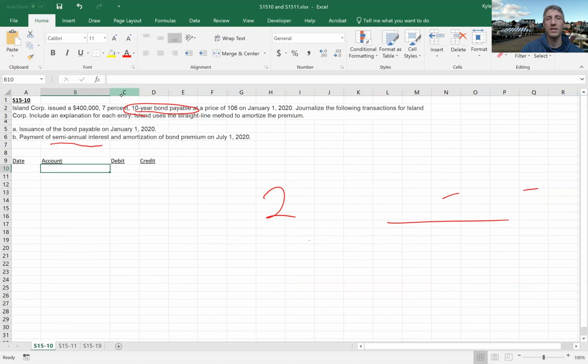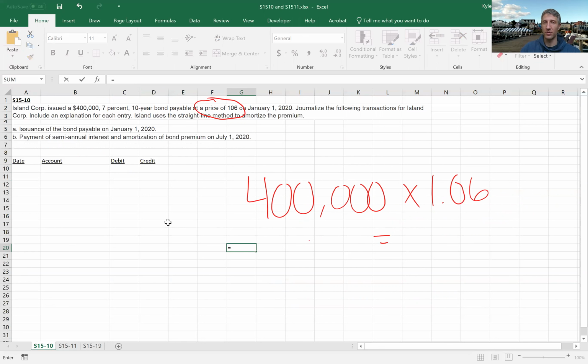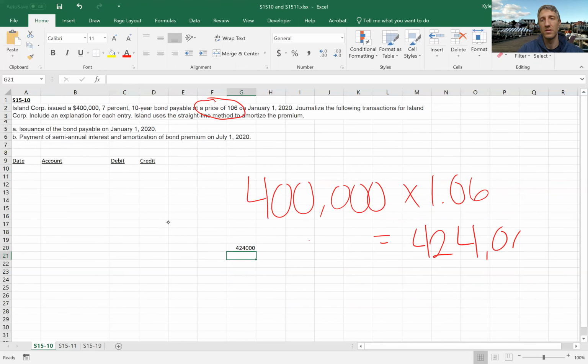And then lastly, there's a price of 106. Bond prices are always expressed as a percentage of the face value. So if the price is 106 and face value is $400,000, the overall issue price of this bond is going to be that multiplied together. So 400,000 multiplied by 106% is 424,000, the issue price of the bond.